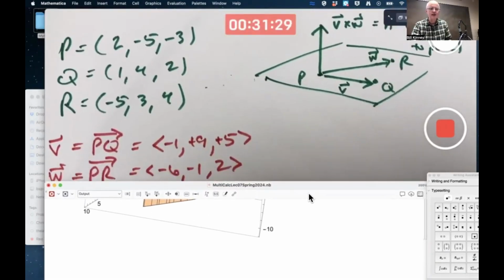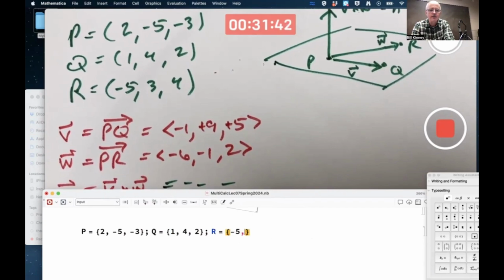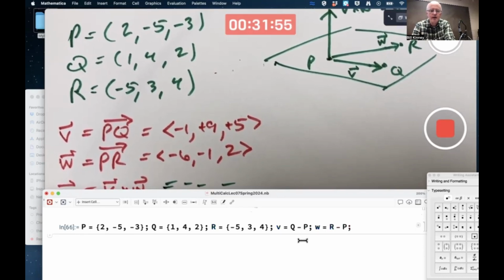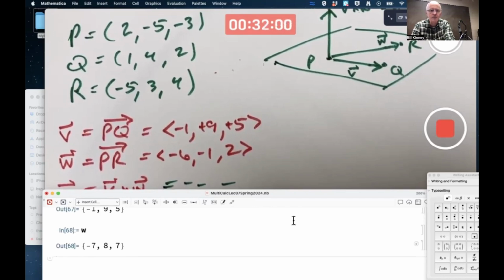Just to show you that it can be done, let's go ahead, plug in P, Q, and R to start. P having coordinates 2, -5, -3. Q, 1, 4, 2. R, -5, 3, 4. V effectively is Q minus P, and W is R minus P. We have the correct V, yep, and the correct W. There they are. Oh, no, not the correct W.